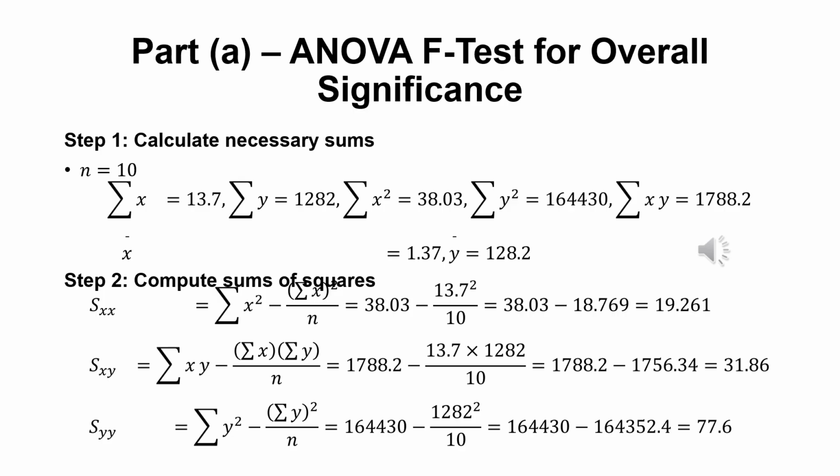We begin with 10 cities. The sums are: sum x equals 13.7, sum y equals 1,282. The means are x-bar equals 1.37 and y-bar equals 128.2. Next, we compute the three sums of squares. Sxx is sum x squared minus sum x quantity squared over n, giving 19.261. Sxy is sum xy minus sum x times sum y over n, giving 31.86. And Syy is sum y squared minus sum y quantity squared over n, giving 77.6. These values will be used to build the ANOVA table.